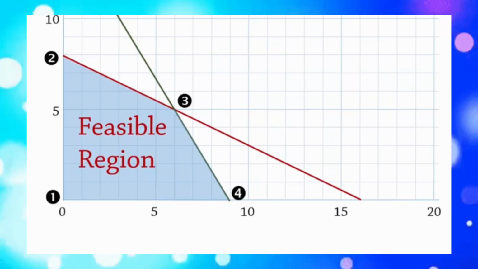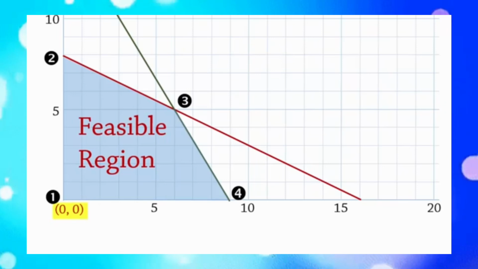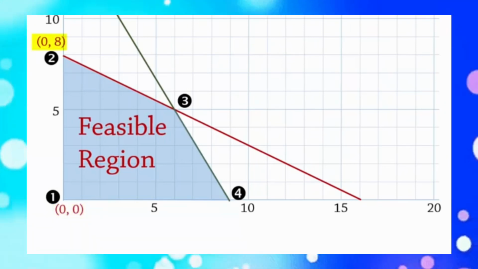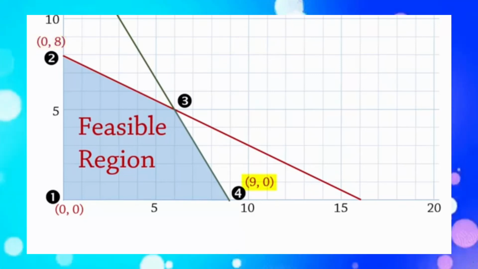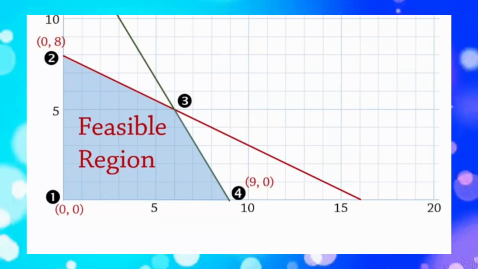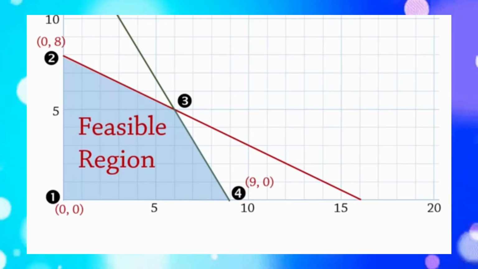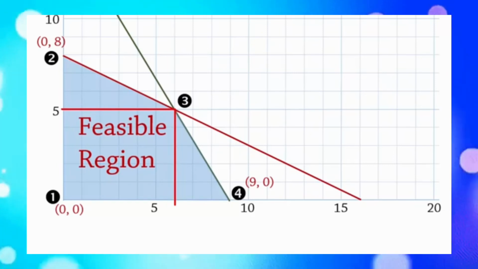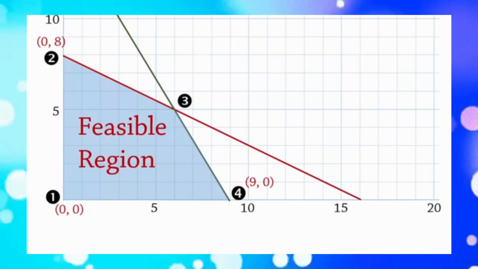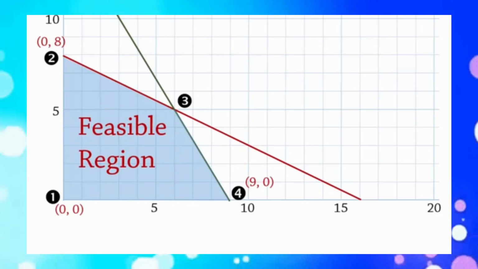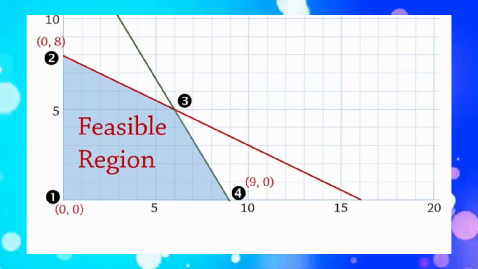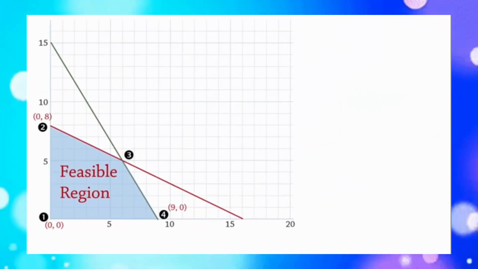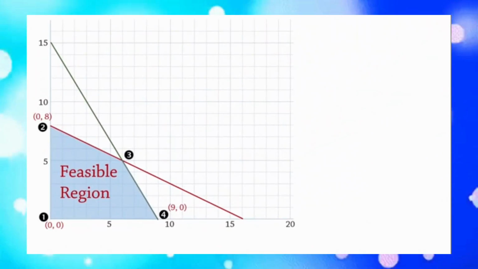At corner point 1, the coordinates are clearly (0, 0). At point 2, (0, 8). At point 4, (9, 0). Now, those are easy to see. For corner point 3, we can see that the coordinates are 6 and 5 by eyeballing, that is, looking at it very closely. But eyeballing is not usually the best way to go when finding the intersection of two lines, especially when manually drawing the graph. So let's see a way to solve the two equations simultaneously to determine the actual coordinates.